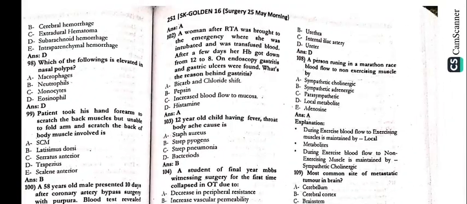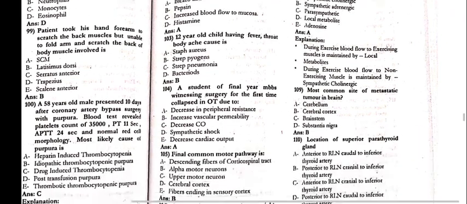Next, 102, a woman after RTA was brought to the emergency where she was intubated and transfused blood. After a few days, her Hb dropped from 12 to 8, on endoscopy gastritis and gastric ulcer were found. Which is the reason behind the gastritis? There is a bicarbonate chloride shift. Next, 103, a 12-year-old child having fever and sore throat, the cause will be Streptococcus pyogenes.